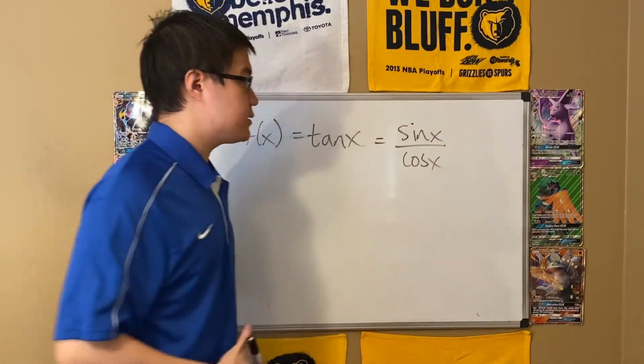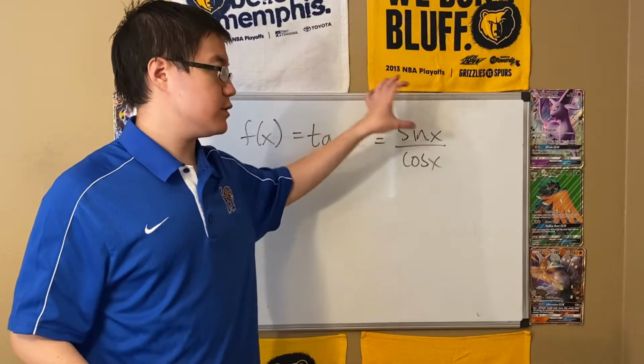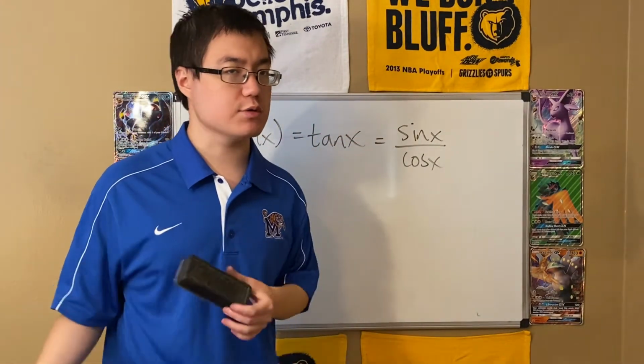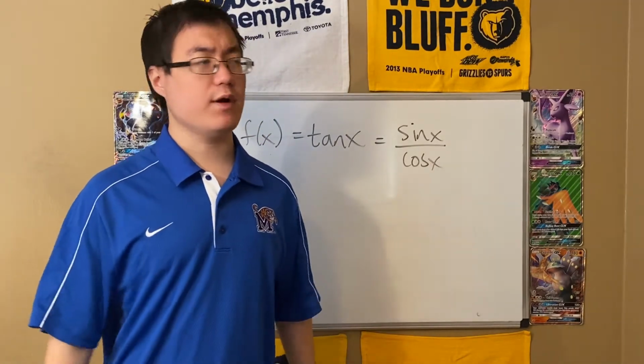So where are the vertical asymptotes? The vertical asymptotes will be where, first we cross out holes, but sine and cosine don't share any zeros, so there's no holes to cross out. And then what's the remaining denominator? That's just cosine x.